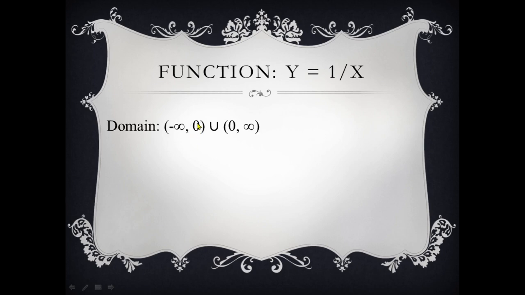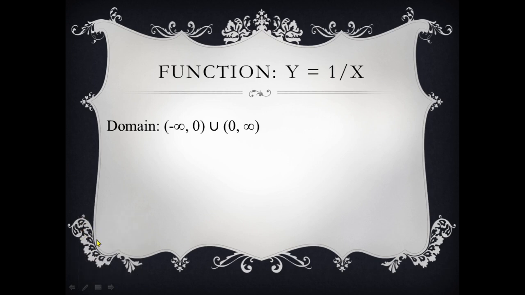including 0. Suppose the function is y equal to 1 by x. Then what is the domain? That x may be any real value except 0, excluding the 0 value. So the domain is minus infinity to 0, excluding 0. So we have to write this. Here we have to put this open bracket and union 0 to infinity. That is all real values excluding the 0.